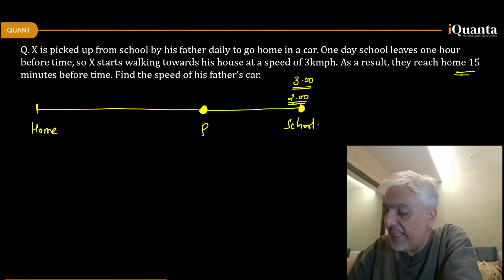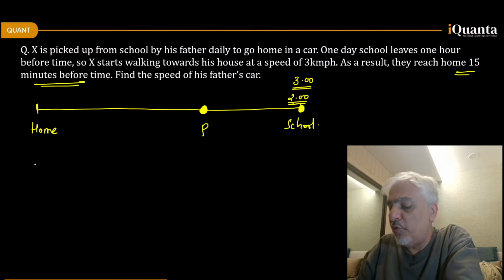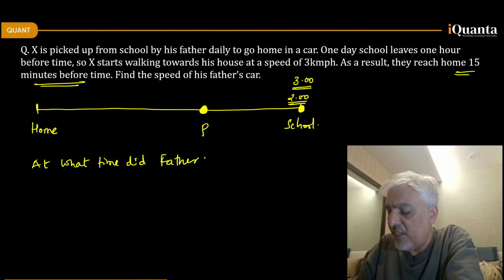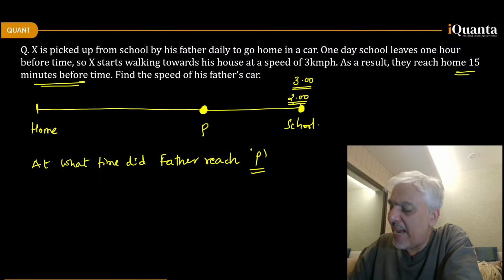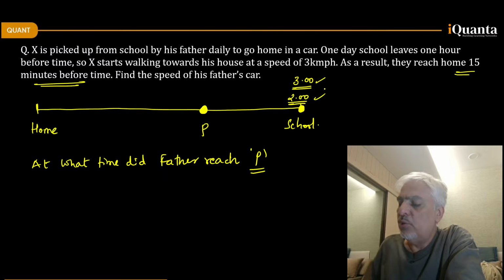Using this 15 minutes, we have to find out at what time did father reach P. Tell me this carefully. Everybody think a little bit and tell me carefully. I've given you the hint also. Using that 15 minutes, tell me when did the father reach P. At what time? Father was supposed to reach school every day at 3 o'clock.